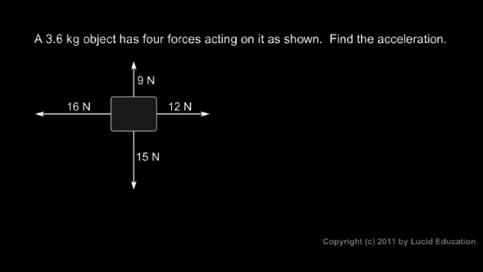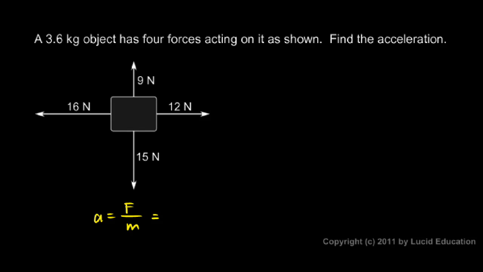In this example, we have an object with 4 forces acting on it, and we're given the mass of the object, and we're told to find the acceleration. Well, if we know the mass and we need the acceleration, all we need is the force, and we can use the equation acceleration is force over mass. So this is what I'll do. I'll do acceleration is force over mass.